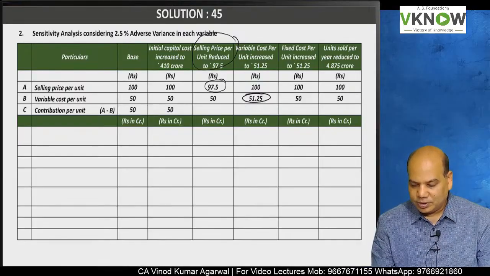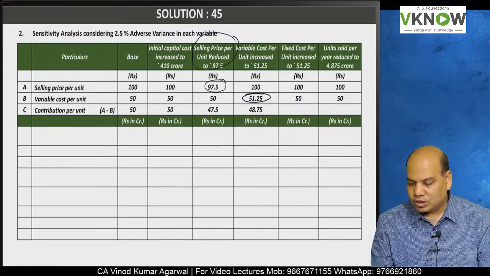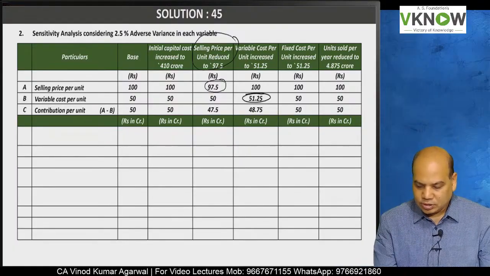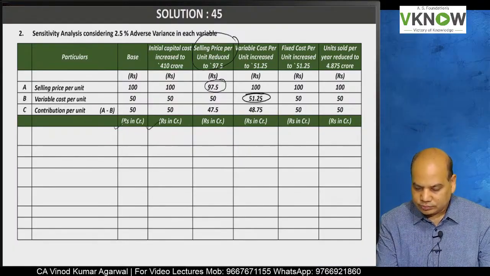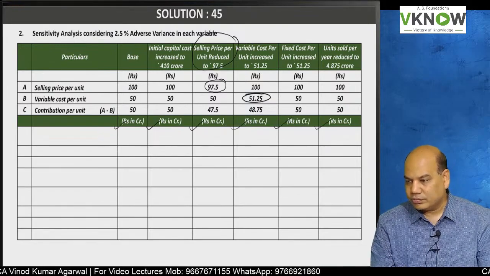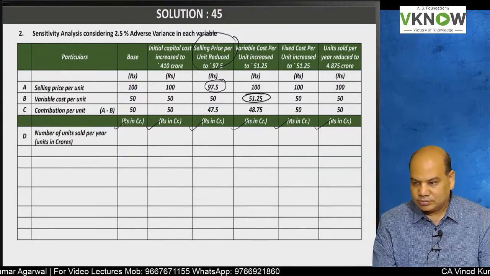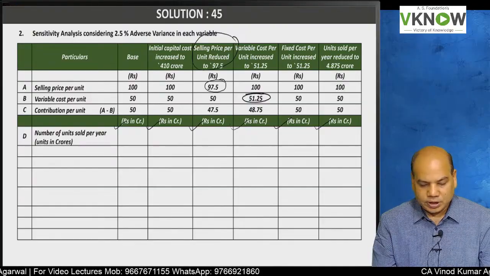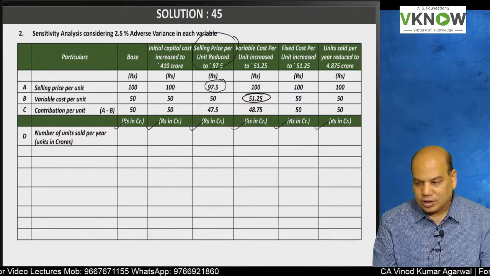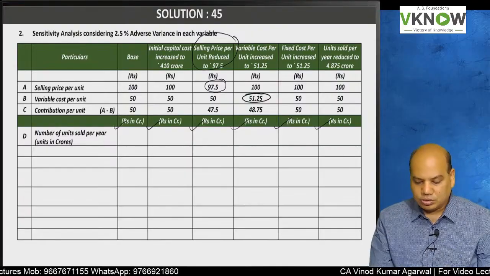50, 50, 47.50, 48.75, 50, 50. Now you write down rupees in crores. Remaining data is rupees in crore. Write down number of units sold per year, in brackets units in crore.